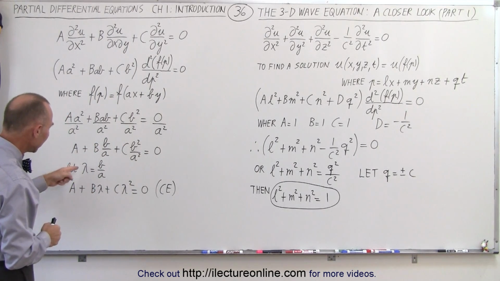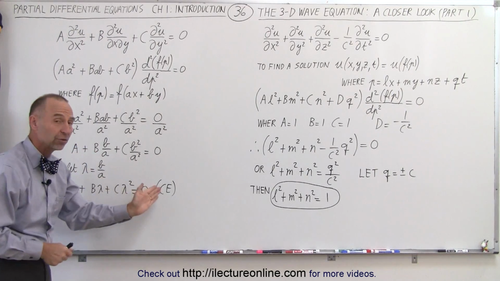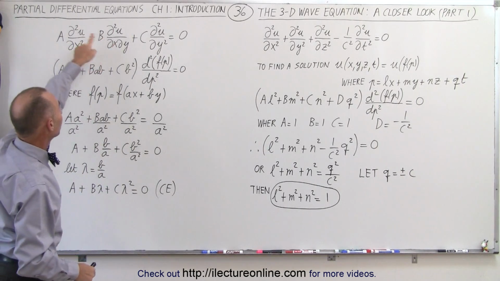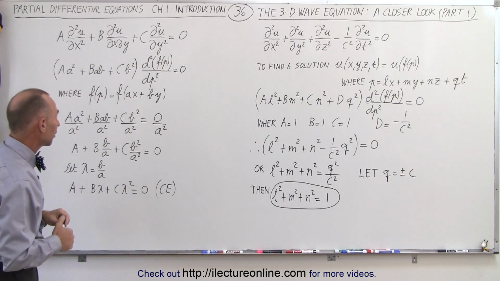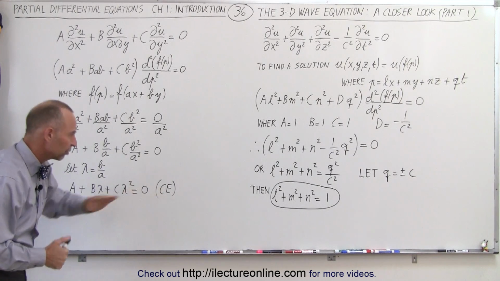And notice we then let lambda be equal to b over a, and we now have what we call our characteristic equation, where a, b, and c are the constants of each of the terms in our partial differential equation. And this, of course, becomes what we call the characteristic equation.